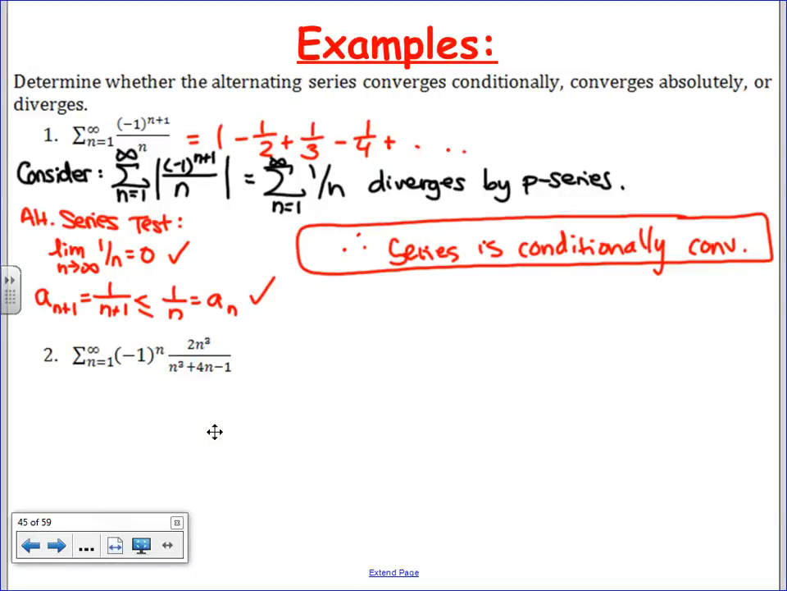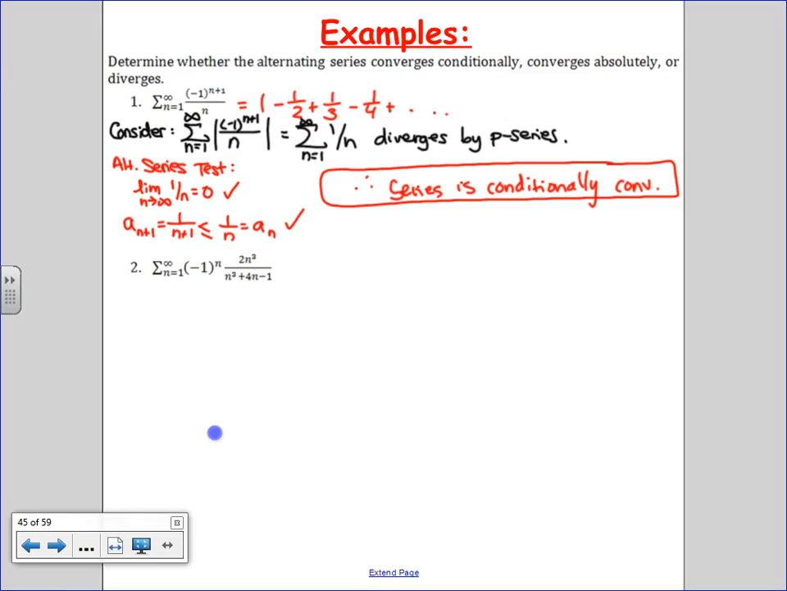Question: do you think in number 2, I'm going to start by considering the absolute value? No. Or just the actual series itself? The actual. Yeah, why? What's the strategy? Why would I start right away with the alternating series test? Because if that converges, then you have to find out if it converges absolutely or conditionally, but if it diverges, you don't have to worry about any of that.